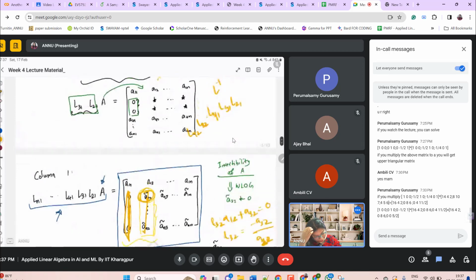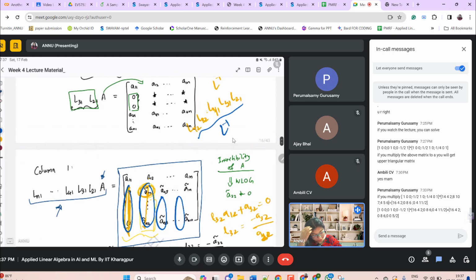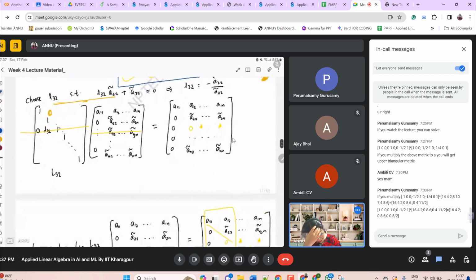First we are making, let's see, I'll tell you. First we are making this one 0, then this one 0, then this one 0, then this one 0. But all of these things are L inverse. And you know, the inverse of a lower triangular matrix is itself a lower triangular matrix. So that we have to calculate. I think that value should come directly in those equations.